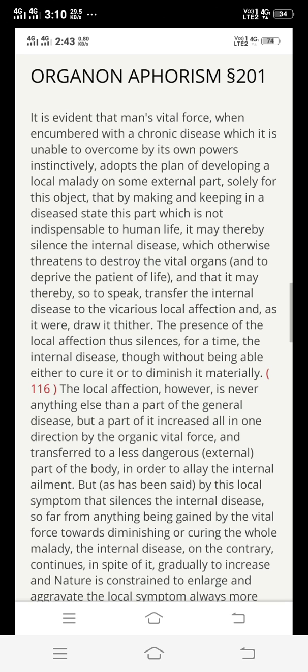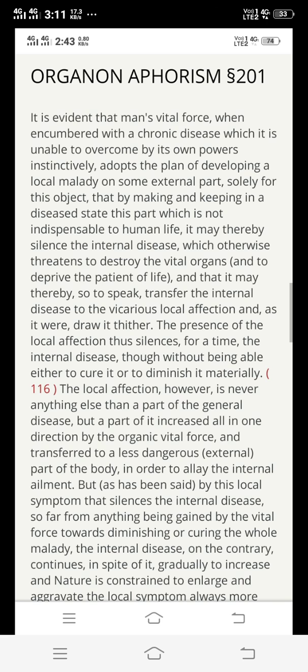so to speak, transfer the internal disease to the vicarious local affections, and as it were draw it thither. The presence of the local affections thus silences for a time the internal disease, though without being able either to cure it or to diminish it materially. The local affection, however, is never anything else than a part of a general disease, but a part of it increased all in one direction by the organic vital force and transferred to a less dangerous external part of the body in order to allay the internal ailment.